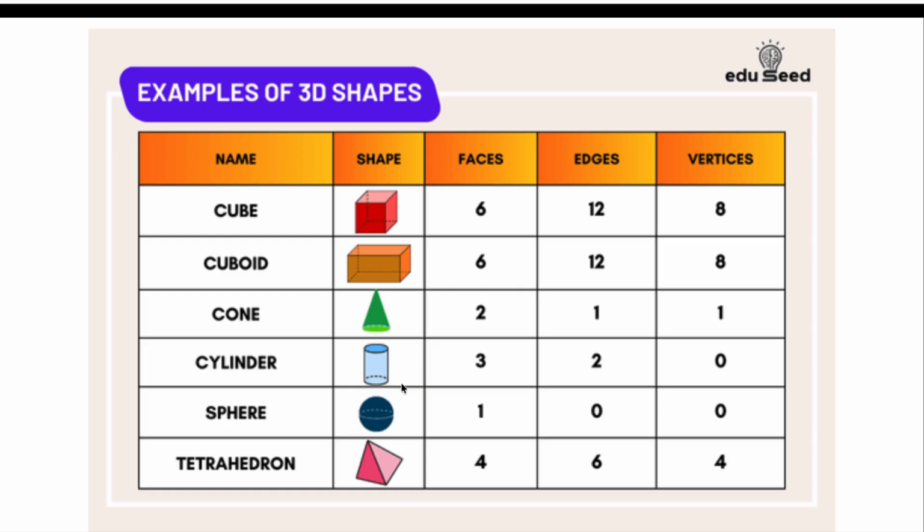And then you can look at the cylinder. Cylinder is also one of those strange ones that's not as easy. It has 1, 2, and then the one that goes around the sides, that's 3 faces. Edges, it has the edge of the circular face and the edge of the bottom circular face. That's 2 edges, and it has 0 vertices because it has 0 corners or points.